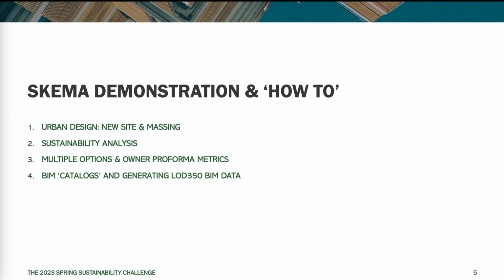So in this next 10 to 12 minutes, wish me luck, I'm going to try and show you everything I just covered. First, I'm going to show you urban design by creating a new site and several massing options. Then we're going to go into sustainability analysis for those massing options on the site, using several different engineering simulations. Then we're going to show you how you can do multiple options and multiple different owner pro formas for some of those massing options. And then I'm going to get into BIM catalogs and actually generate BIM LOD 350 data that would go into Revit. So let's do all of that in 10 minutes. That should show you how easy this is to use.